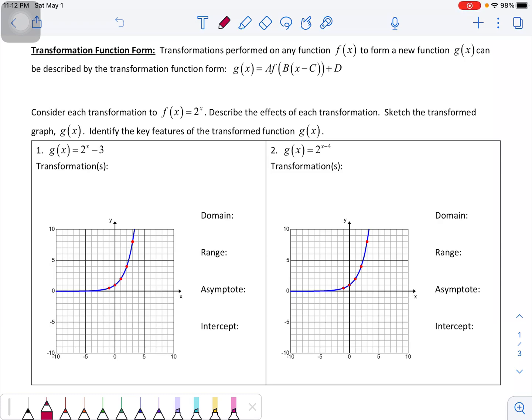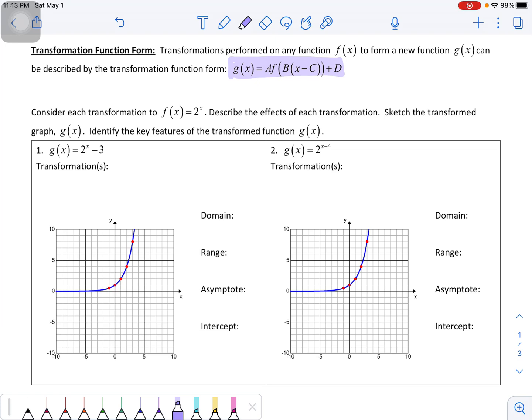All right, in this video, we're going to talk about transformations. Specifically, we're going to talk about transformations of exponential functions. So up at the top is a reminder of what the transformational function form looks like. We have talked repeatedly throughout this year about what A, B, C, and D represent. So we're going to get right into actually using the transformations.